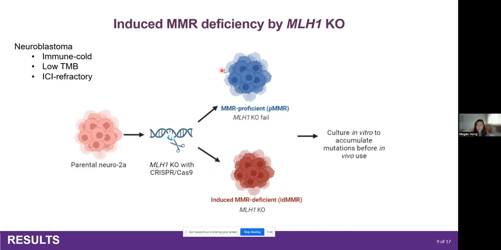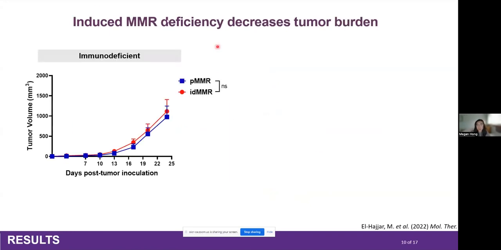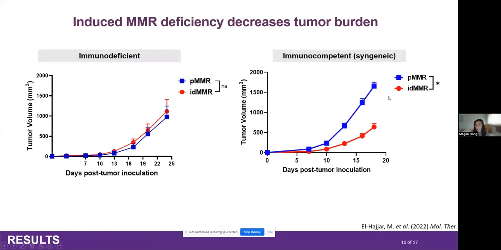When we established these cells, we allowed them to grow in culture for about 8 weeks to allow for those mutations to accumulate before we used them for animal experiments. When we grew these tumors in immunodeficient mice that lacked an adaptive immune system, we found that both tumors grew at a similar rate. When we grew these tumors in immunocompetent syngeneic mice, we found that the induced mismatch repair deficient tumors grew significantly slower compared to the mismatch repair proficient tumors.